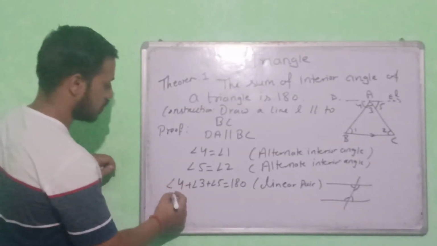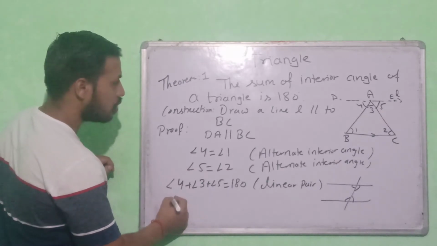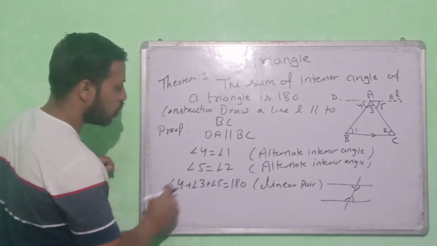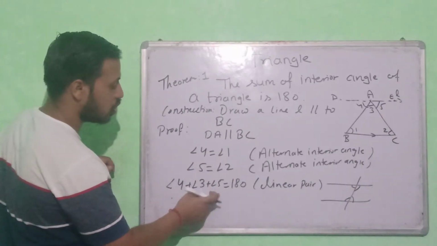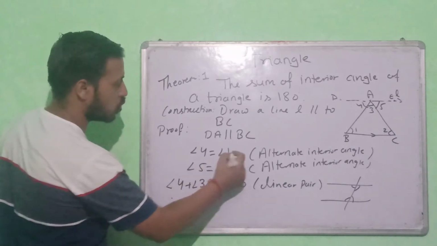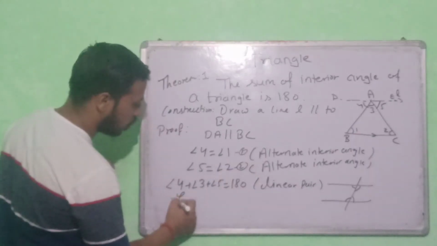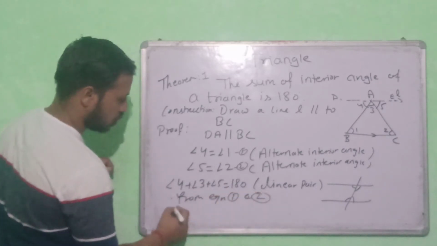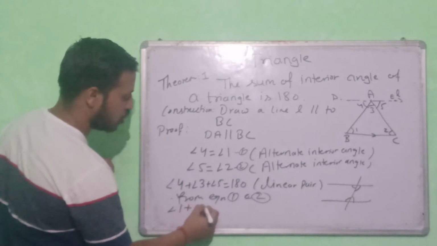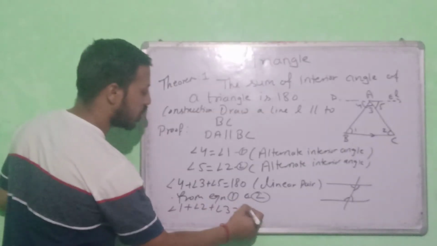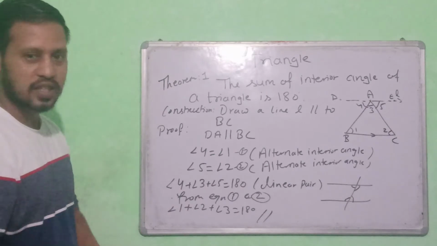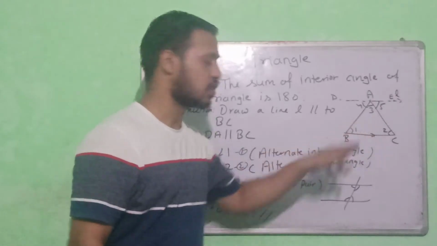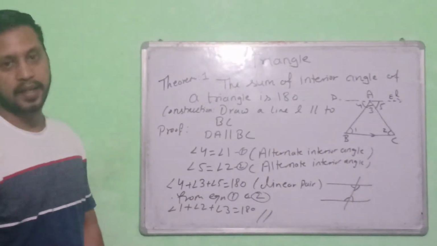Now, for angle 4 we can write angle 1, and instead of angle 5 we can write angle 2. Name these equations 1 and 2. From equations 1 and 2 you can write angle 1 plus angle 2 plus angle 3 equals 180 degrees. Hence proved. The sum of the interior angles is equal to 180 degrees.